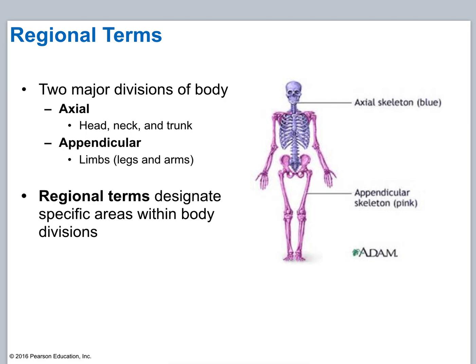There are two major divisions of the body: axial and appendicular. Axial, think of the axis as the midline. It's the midline structure, so that's the head, the neck, and the trunk. Appendicular means appendages. Those are the limbs, the arms and the legs.